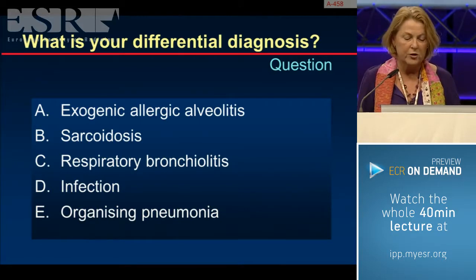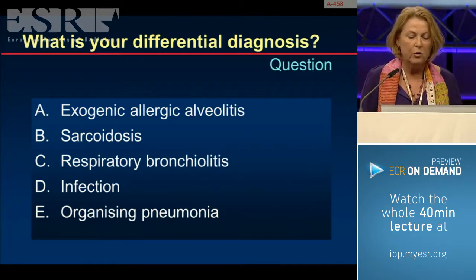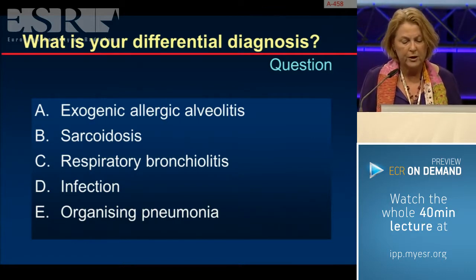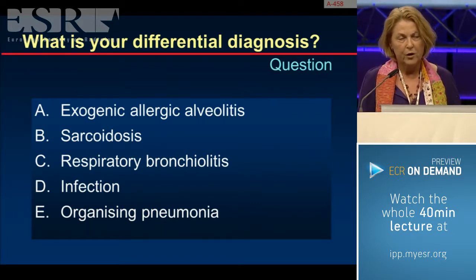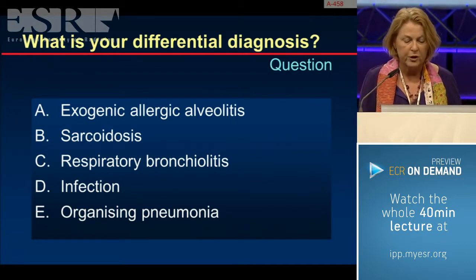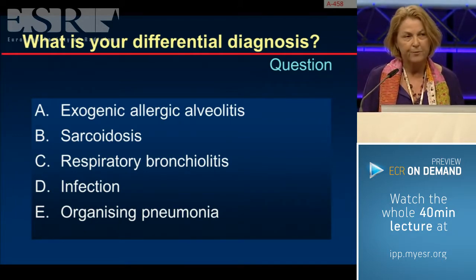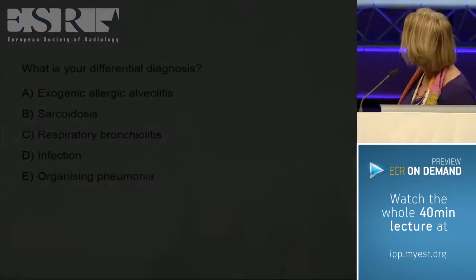So I come to the first question, after having already given you some advice on how to analyze the HRCT. My question to you is, what would be your first differential diagnosis? Exogenic allergic alveolitis, sarcoidosis, respiratory bronchiolitis, infection, or organizing pneumonia? Of course, I threw into this differential diagnosis diseases which can be characterized by a predominantly nodular pattern. Please vote.